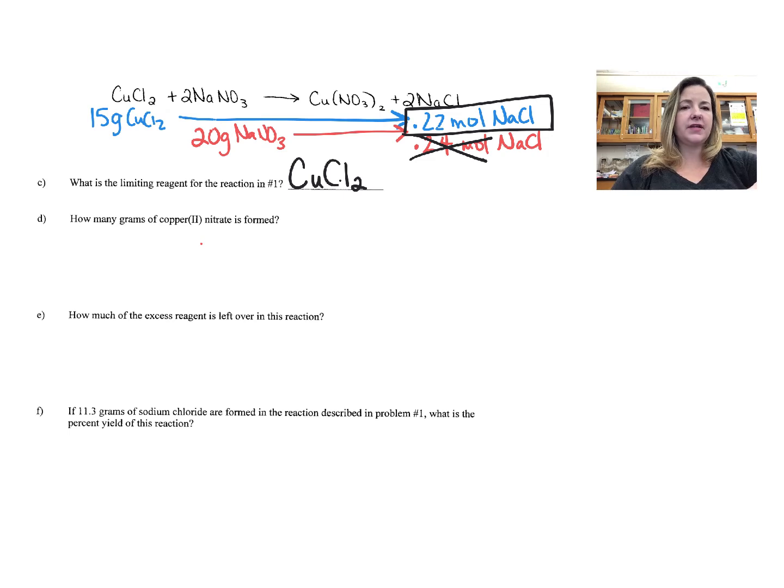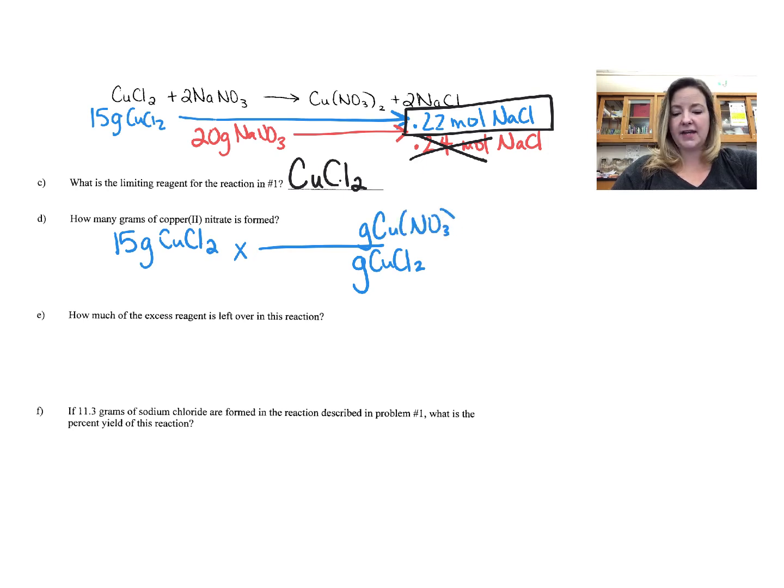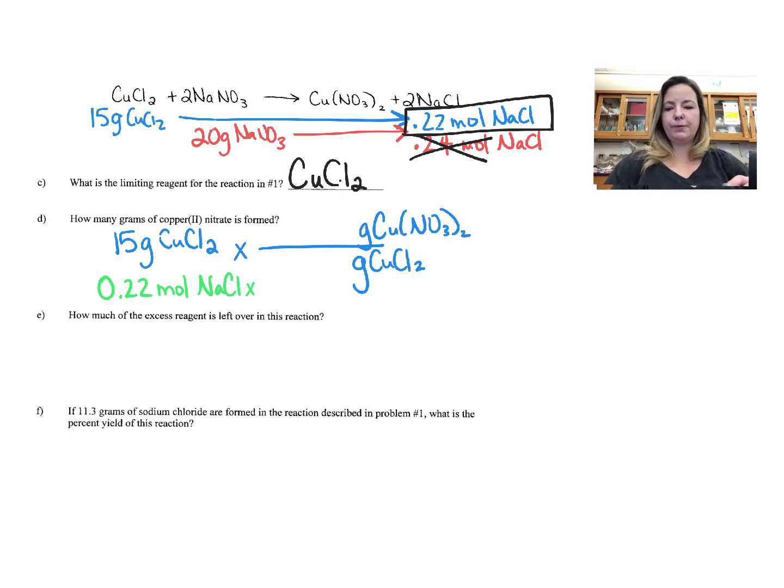So there's a couple of ways that we can go about solving letter D. We can either start with our grams of copper chloride, our 15 grams of CuCl2 that we are given, and figure out how many grams of copper nitrate are formed from that. We could also start with our 0.22 moles of NaCl that we know are going to be made, and figure out how many grams of copper nitrate are going to be made from that. So I'm going to show you both ways.